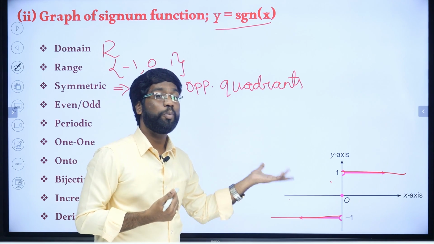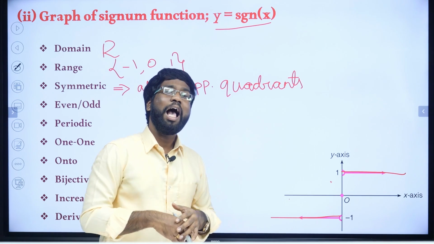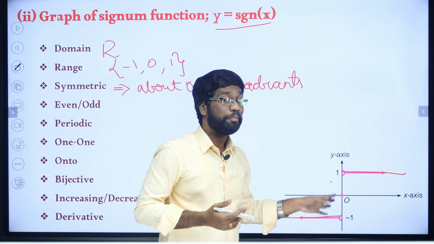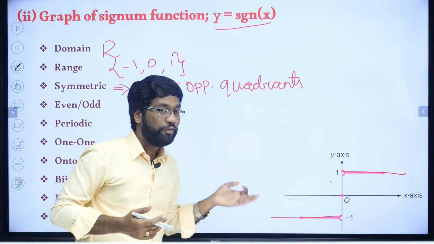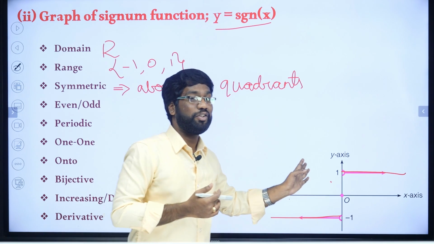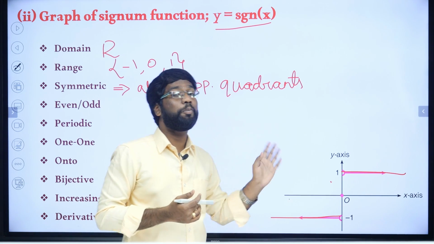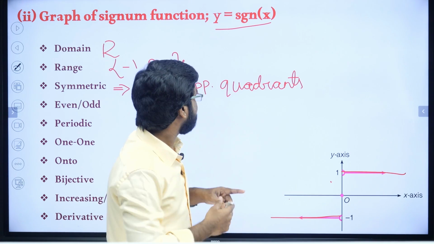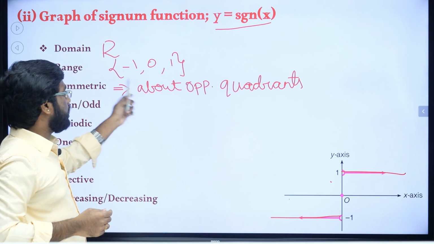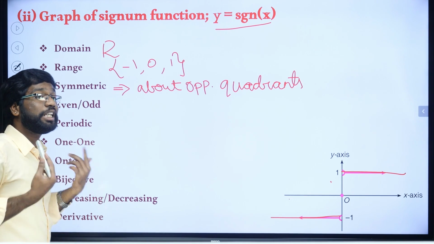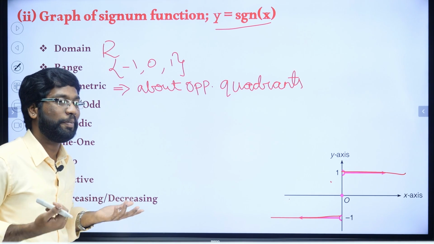Already we have seen so many graphs in polynomial function. Almost for every graph we had this symmetricity, but here it is a bit confusing because this one is the discontinuous function. Though it is discontinuous, it is symmetric about opposite quadrants, my dear students. That thing you have to keep in mind. Okay, now symmetric about opposite quadrants, my dear students. Then if it is symmetric about opposite quadrants, what, my dear students?